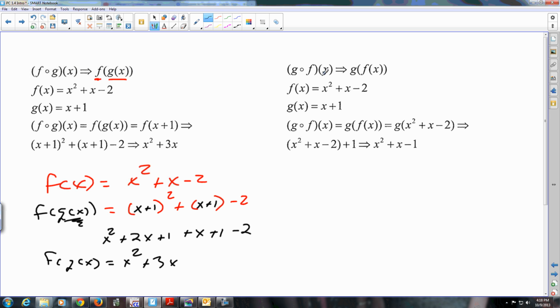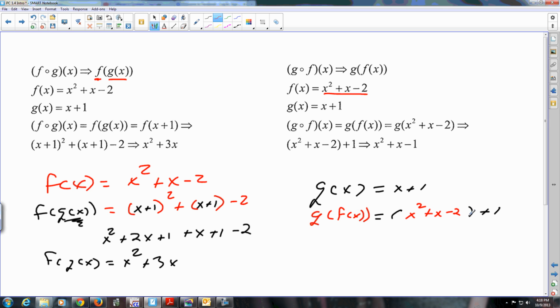Order matters. This time it's g of f of x, so g comes first. G of x is equal to x plus 1. So write the function without the variable, parenthesis in place of the variable. Then go and fill inside it whatever I'm looking for. I'm looking for g of f of x. So put f of x in that space where the parenthesis is. x squared plus x minus 2. So your answer is x squared plus x minus 1. And you guys can see the answers are definitely different. Order does matter.